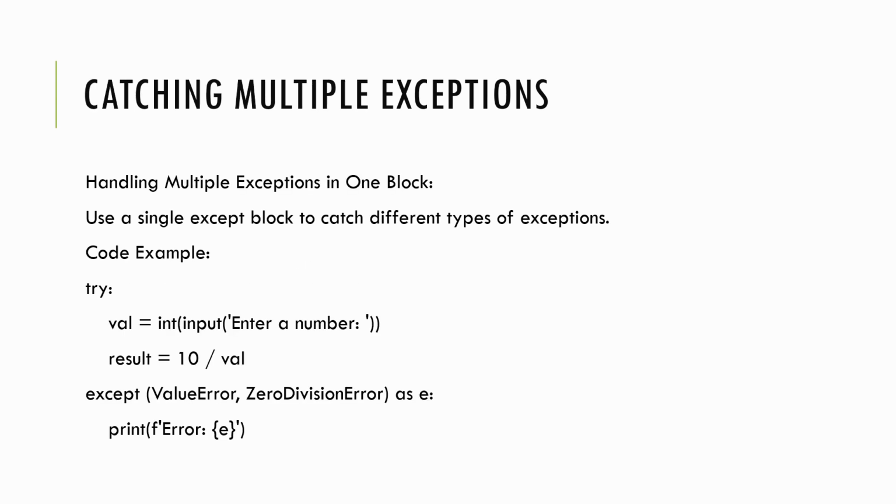Sometimes you need to catch multiple types of exceptions in one block. You can do this by specifying a tuple of exception types in the except clause. In this example, we handle both ValueError and ZeroDivisionError in one block. If either exception occurs, we print the corresponding error message.